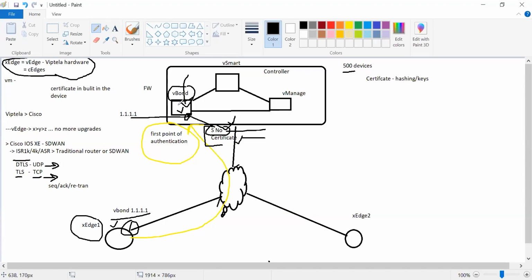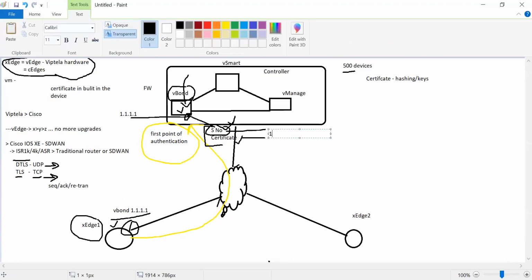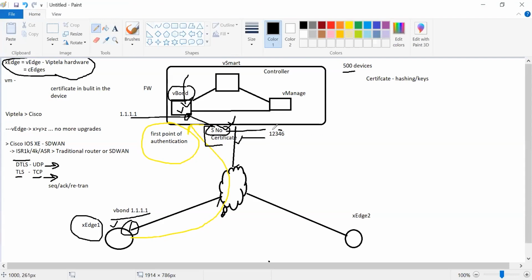Okay. So this is, as I said, the first point of authentication. Now, assuming the serial number is whitelisted, the certificate is exchanged and authenticated, right? It would form an SSL-based or DTLS-based, UDP-based tunnel to vBond. It has a fixed set of port numbers which would be used for this tunnel: 12346. This is the port number which would be used to form the tunnel to vBond.